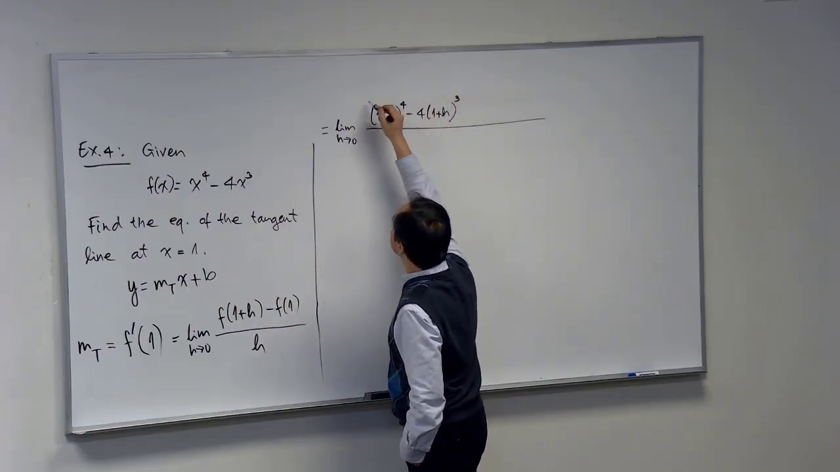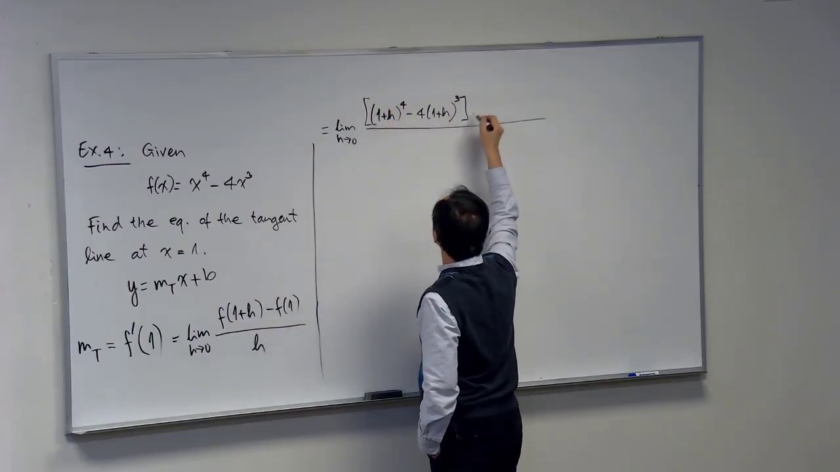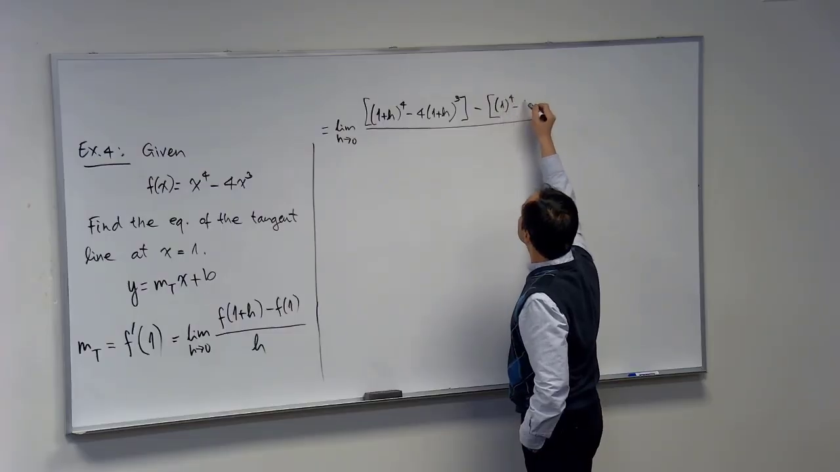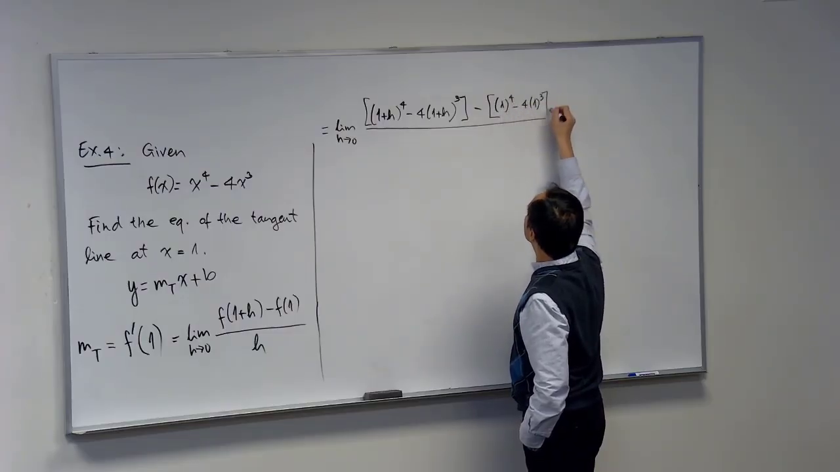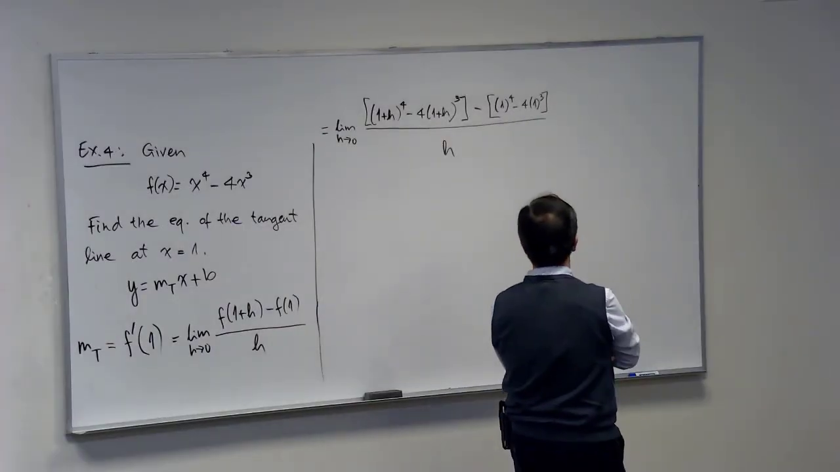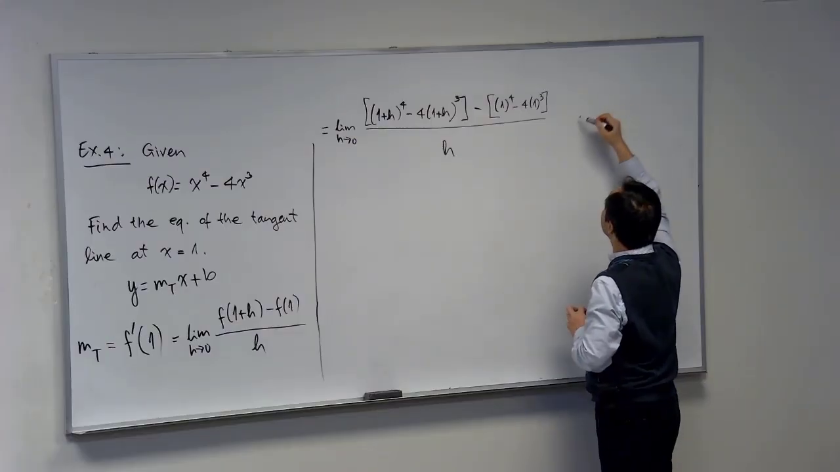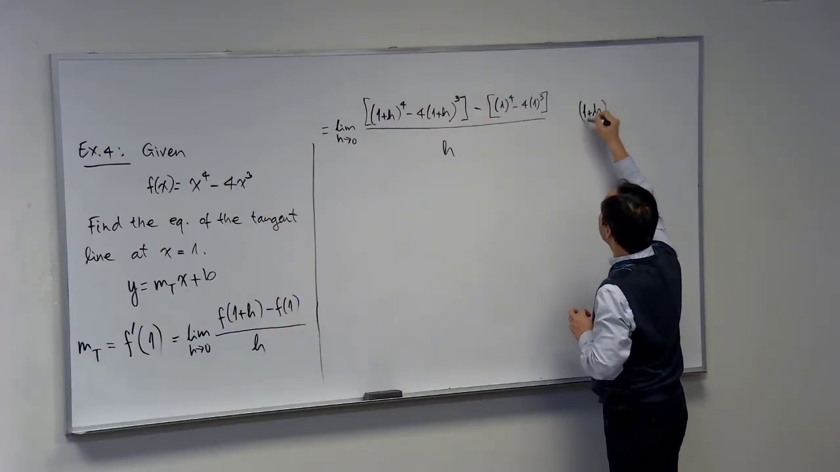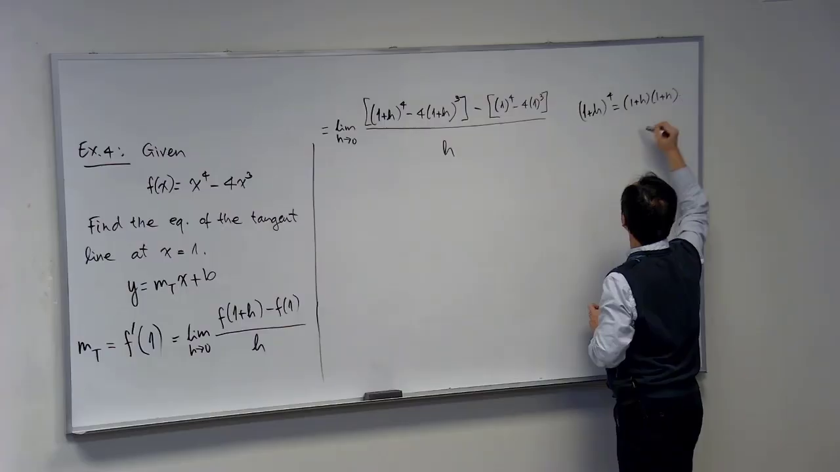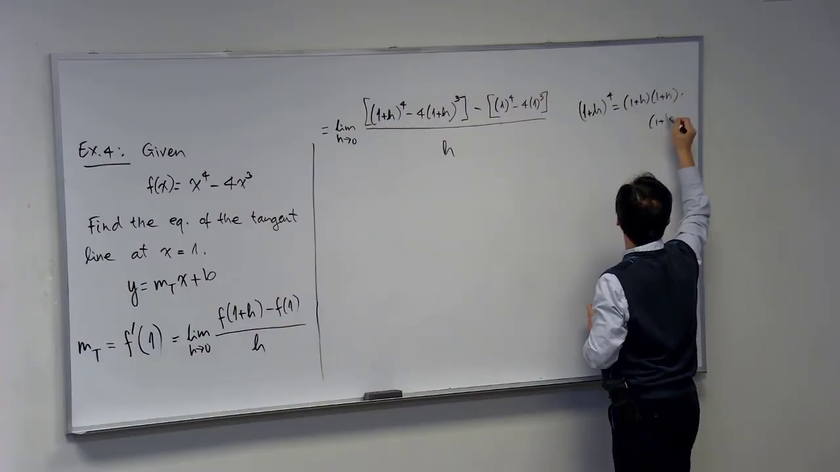Cube, right? And then I'm subtracting 1 to the 4th minus 4 times 1 cubed all over h. So this time, the 1 plus h to the fourth power is the same as 1 plus h times 1 plus h, times another 1 plus h, and times another 1 plus h. Four identical factors of 1 plus h multiplied together.